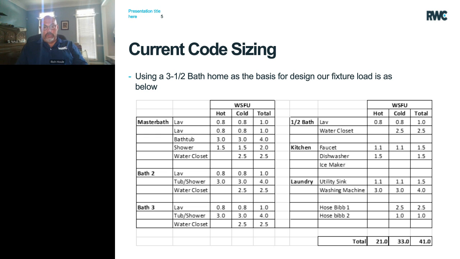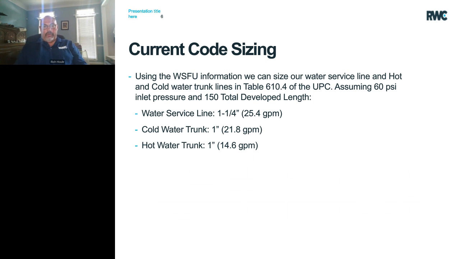With that, we come up with a total fixture load of 41 water supply fixture units, 21 for hot, and 33 for cold, which is based on taking 75% of the total value for hot and cold when you have a fixture that uses both hot and cold water. For purposes of our example, we'll assume 60 psi at our inlet and a total developed length of 150 feet. Using Table 610.4 of the Uniform Plumbing Code, that leads us to a 1.25 inch water service line. The cold water reduces down to 1 inch after we split off to the hot water tank, and the hot water main trunk line is going to be a 1 inch line as well.